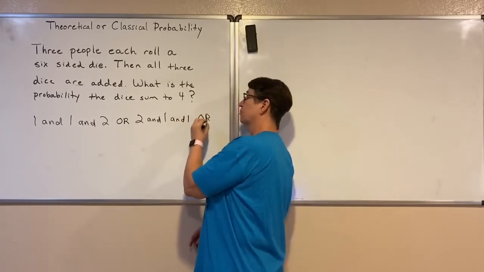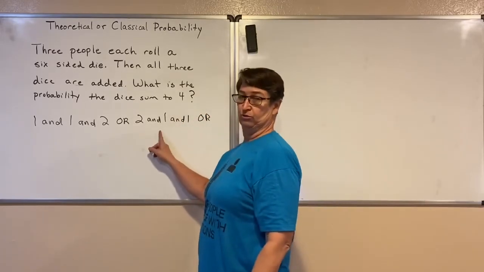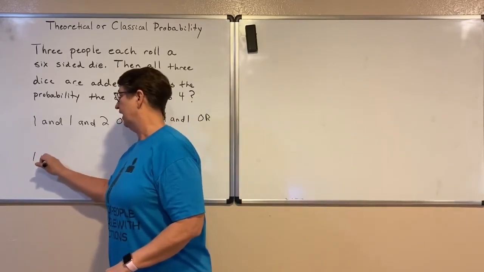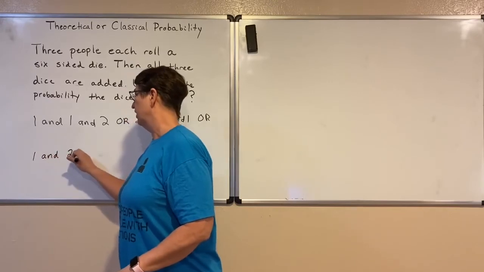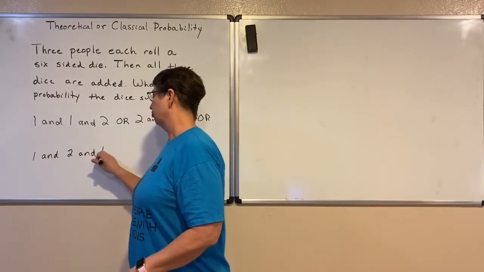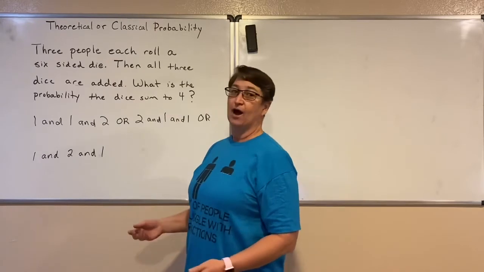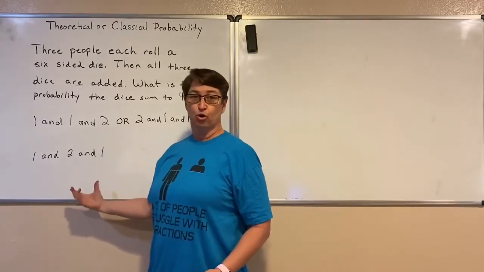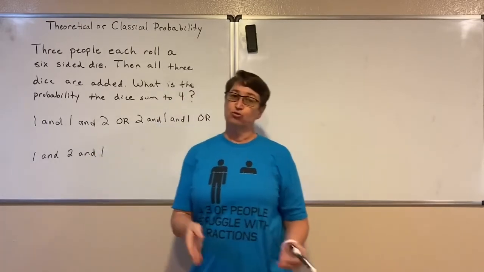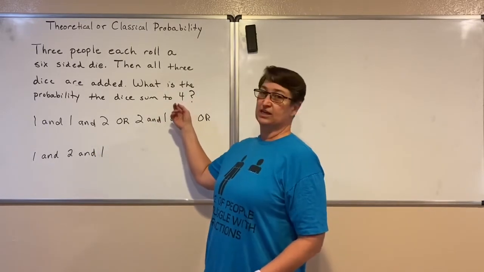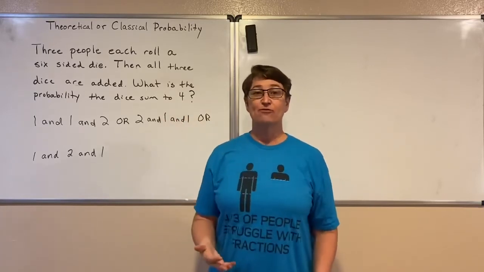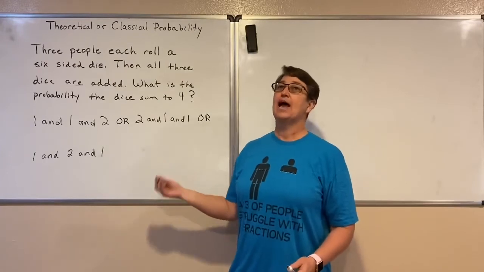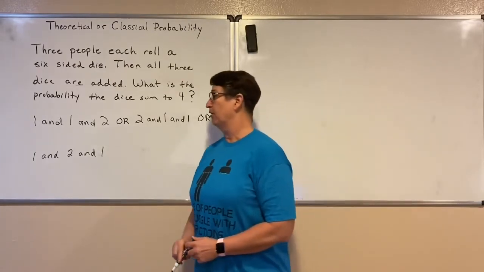Or maybe this middle guy rolls a 2. So there's a third way. The first one could roll a 1, and the second one could roll a 2, and the third one could roll a 1. Now, everybody had a chance to roll that 2, while the other 2 rolled 1s. And 2 plus 1 plus 1 is the only way we can get to 4. Now that we have written down all the different ways that we can get to 4, now we can go back and put in the probabilities.